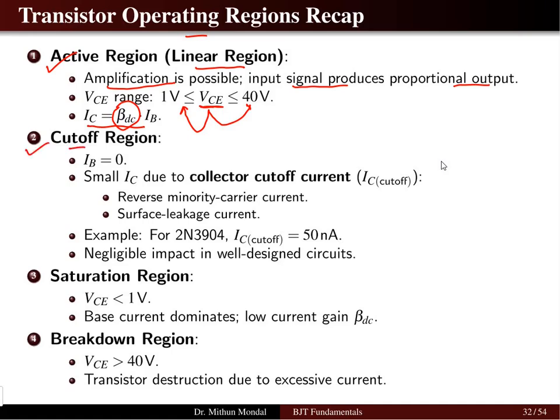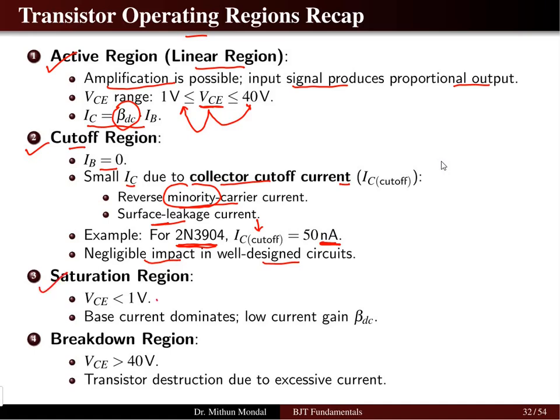When we talk about the cutoff region, the base current is 0. The collector current, due to the collector cutoff current, will be a reverse minority carrier current. We have discussed these reverse minority carriers, in the hole and the electron type, in the diode discussion. So there will be surface leakage current in the cutoff region. The collector current in the cutoff region is very small, in nanoamperes, 50 nanoampere for a particular transistor given by 2N3904. So you have a negligible impact in a well-designed circuit. The collector current does not change here in the cutoff region.